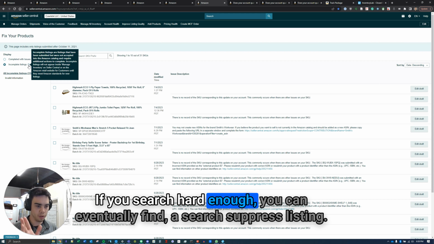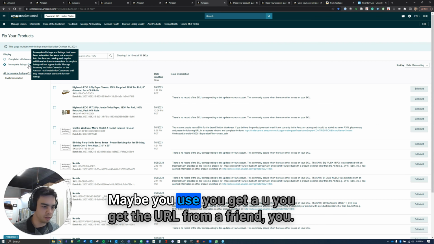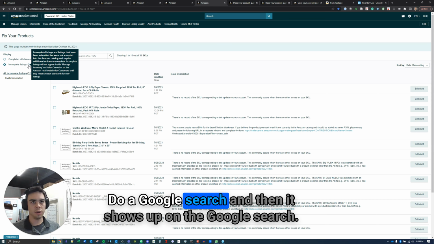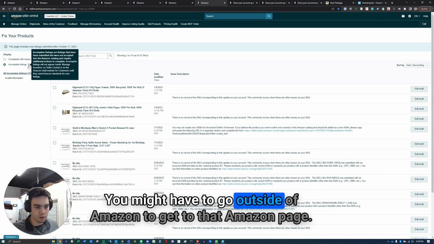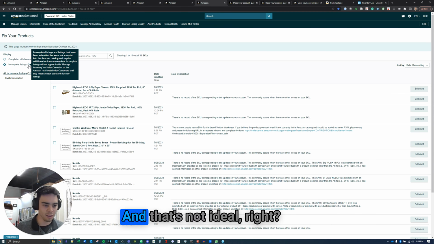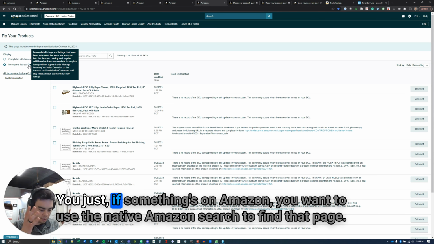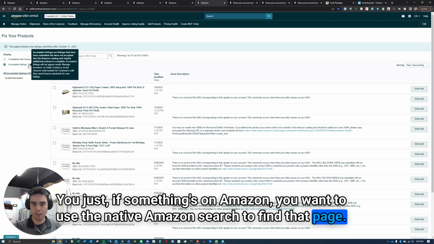If you search hard enough, you can eventually find a search-suppressed listing. Maybe you get the URL from a friend, you do a Google search, and then it shows up in the Google search. So you could still find something on Amazon, but you have to go outside of Amazon to get to that Amazon page, and that's not ideal, right? If something's on Amazon, you want to use the native Amazon search to find that page.